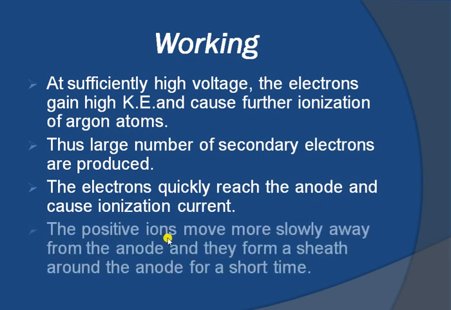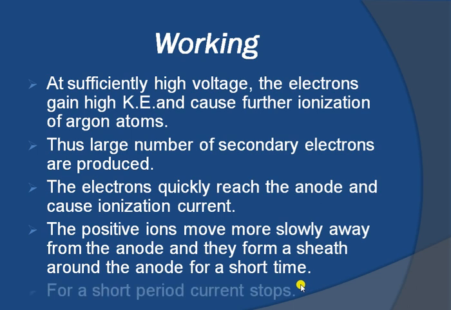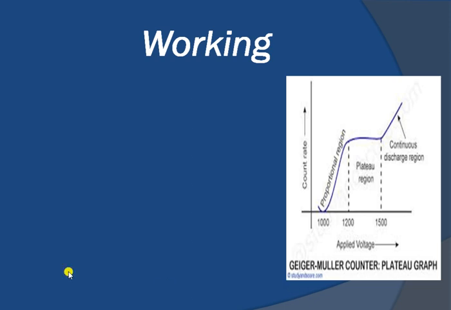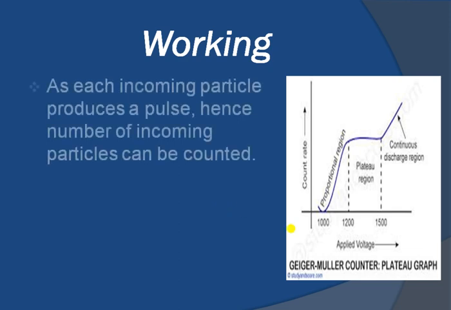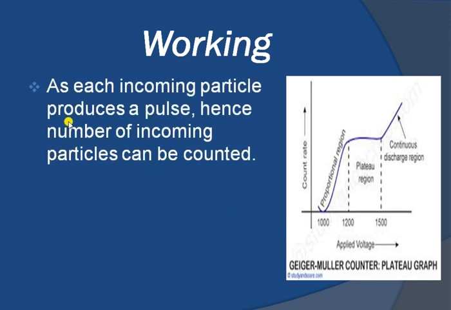The positive ions move more slowly away from the anode and they form a sheath around the anode for a short time. For a short period of time, the current stops. Now this is the working of the GM counter. Each incoming particle produces a pulse. Hence, the number of incoming particles can be counted.